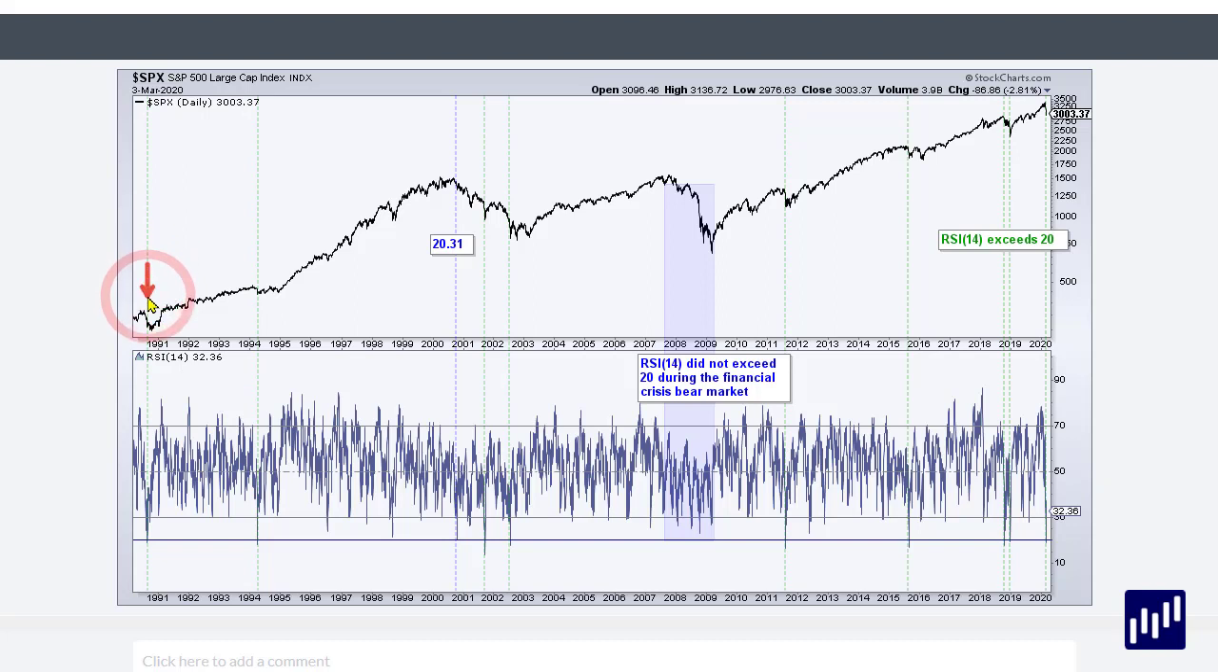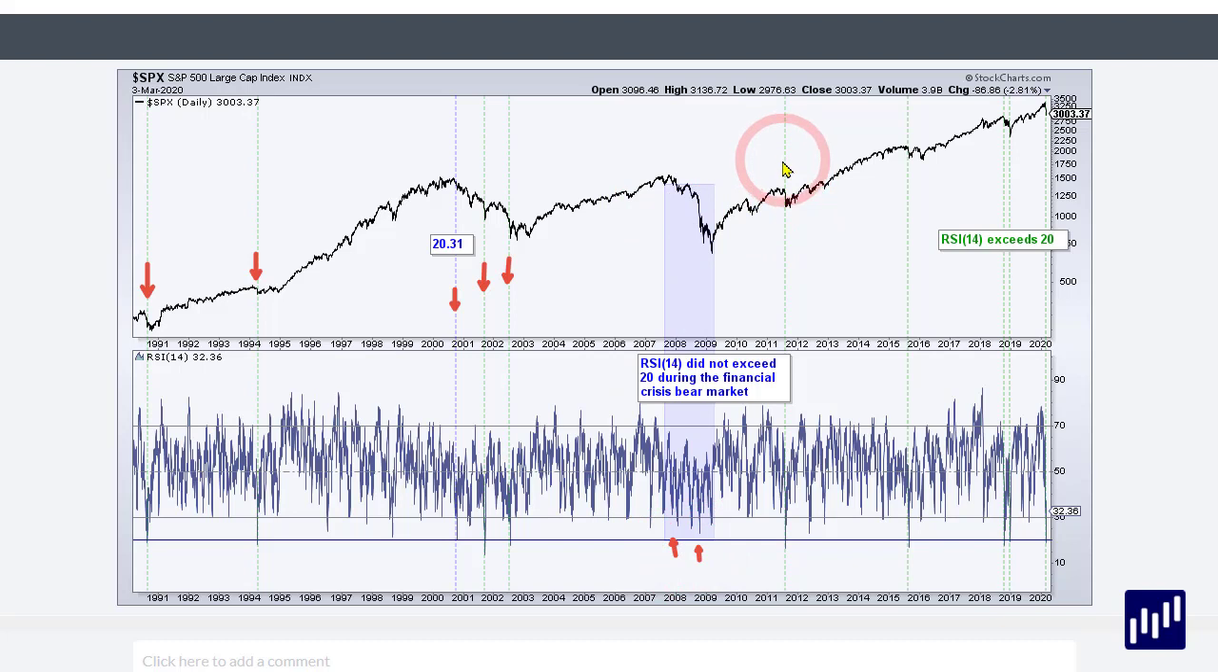You had one in 1990, you had one in 94. Then in the bear market after the dot-com bubble burst, you almost got below 20 in 2000. You did get below 20 in 2001 and 2002. And look how long it took to recover there. And then in the financial crisis, RSI did not go below 20. So that was kind of interesting.